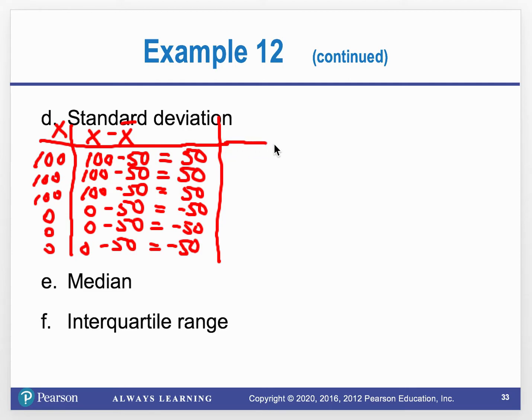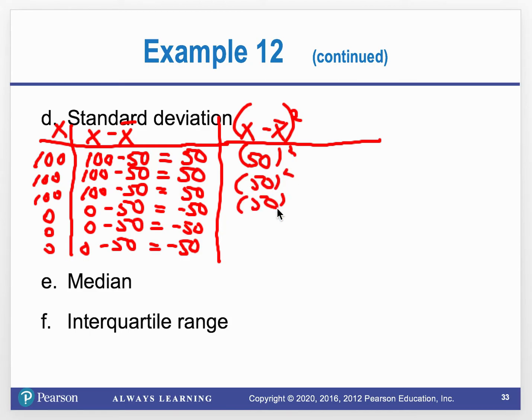the difference between the standard deviation and the mean absolute deviation is that instead of using absolute value to make it positive, we're going to square these values. All right, I'm going to square them. And I'm getting off of my thing, but we know there's 1, 2, 3, 4, 5, 6, right? All right, so 2,500.